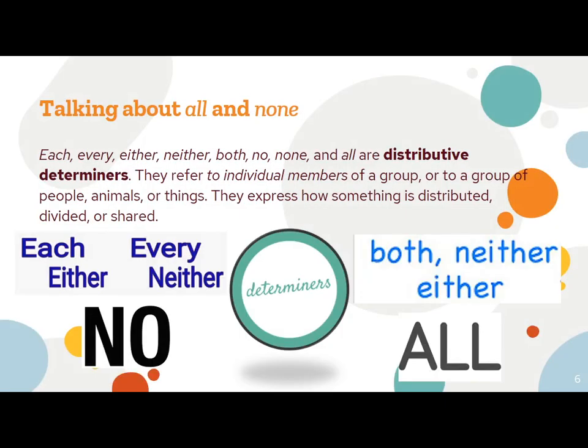But the ones we're going to focus on are the ones that are called distributive determiners. And what are those? Those are the ones that we can use to refer to individual members of a group or to a group of people, animals, or things. Examples of those might be each, every, either, neither, both, none, and all. These determiners express how something is distributed, divided, or shared.